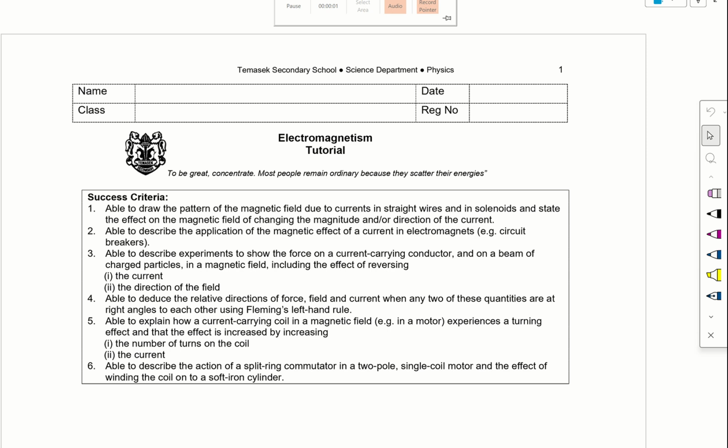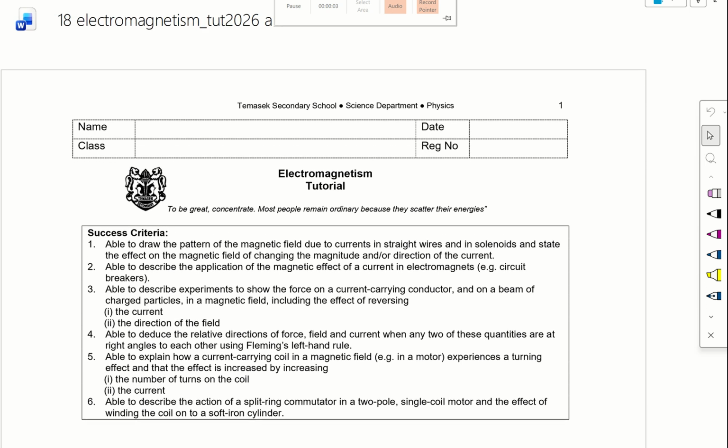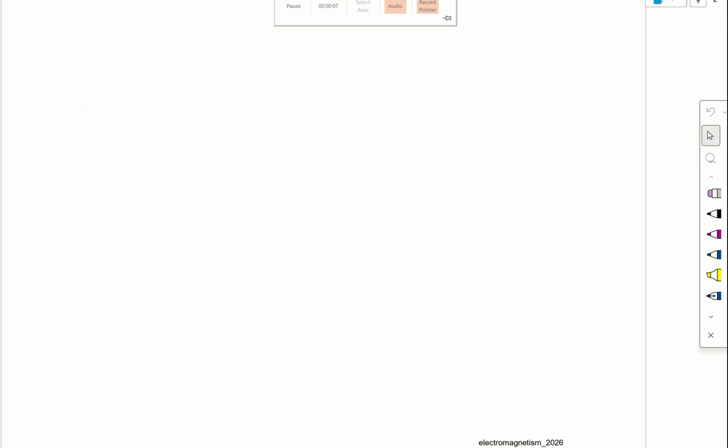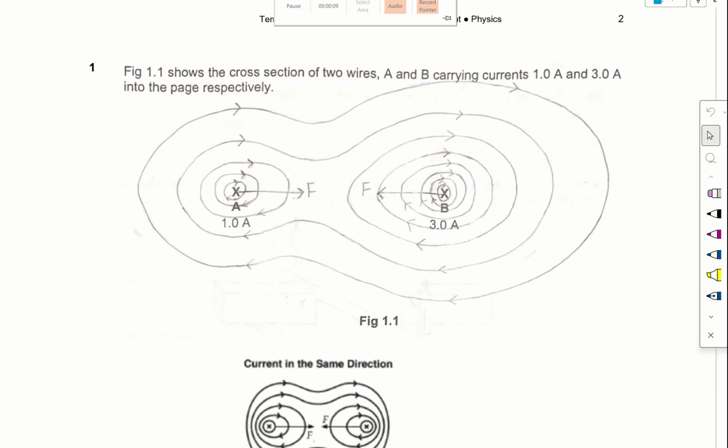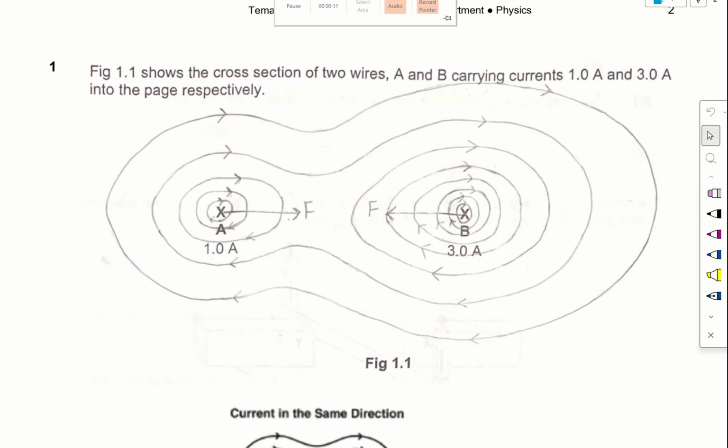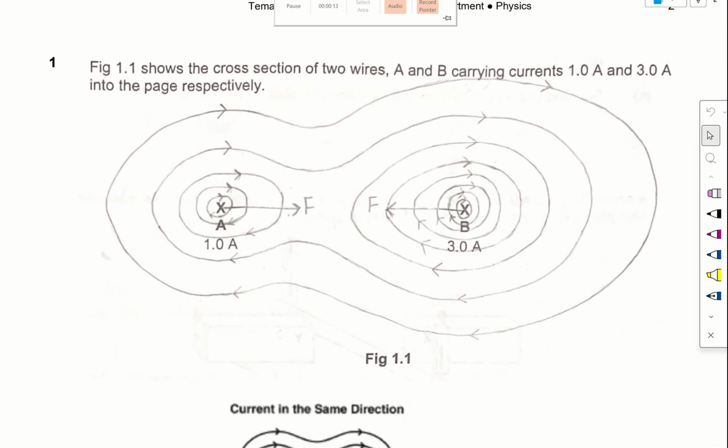Okay, for this video I'll be going through chapter 18 for pure physics electromagnetism tutorial. The first question shows the cross section of two wires A and B carrying currents of 1 ampere and 3 ampere.